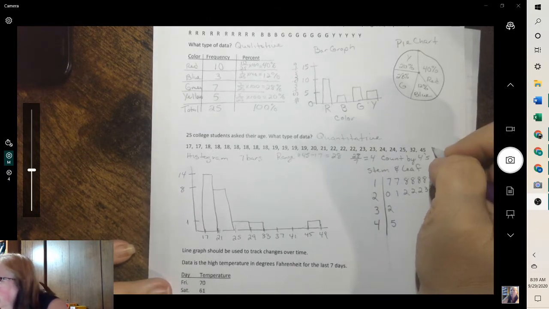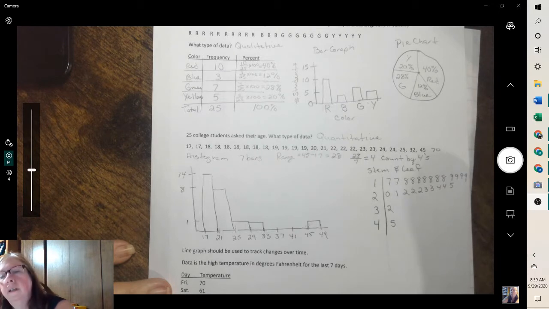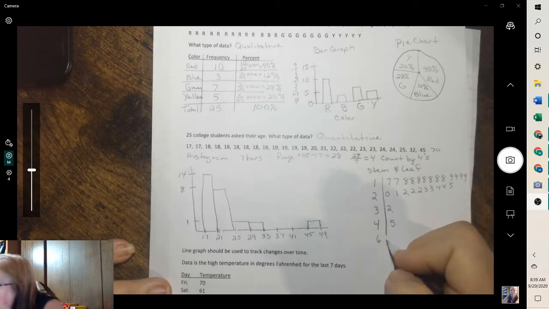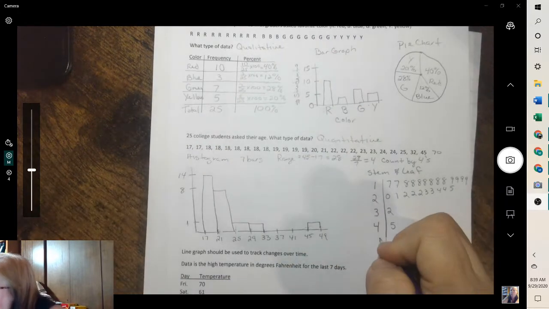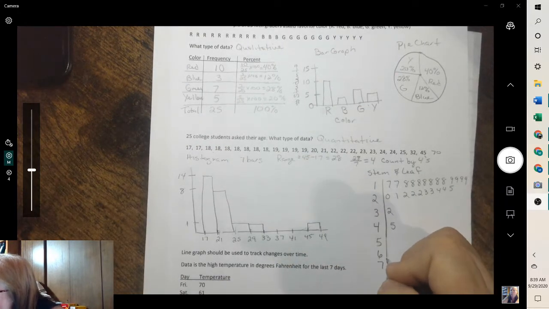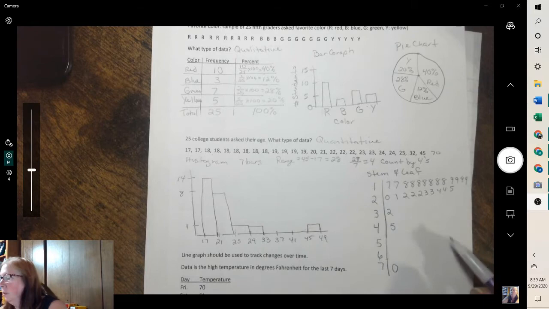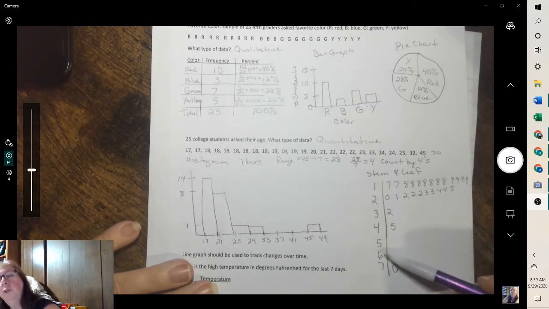If we had a 70, then we'd have 5, 6, 7, and it would be here. So if there are breaks, you still show those.